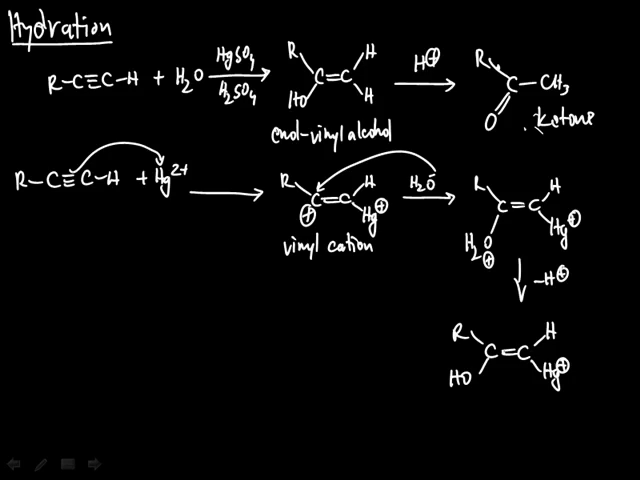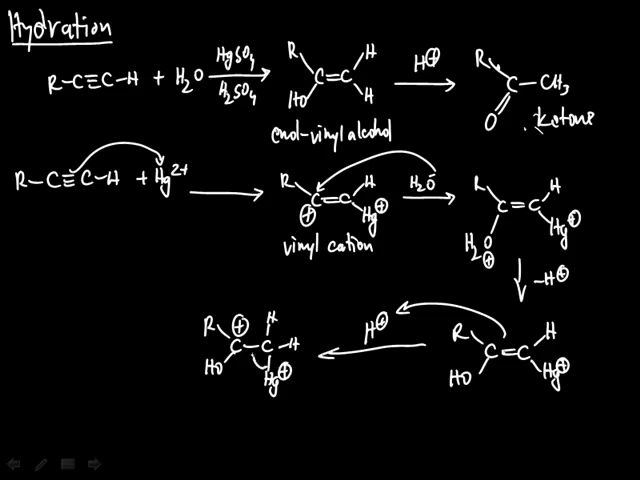Except it still has mercury attached, and this mercury is lost after protonation, where we get again a cation, and elimination of mercury from this cation will give us an enol as the final product.